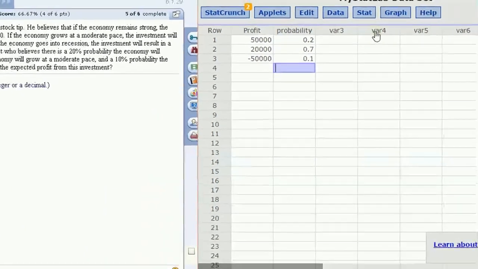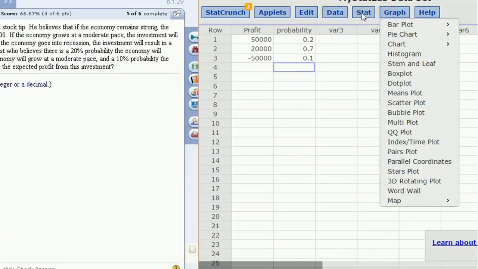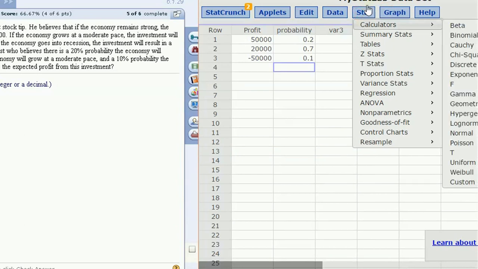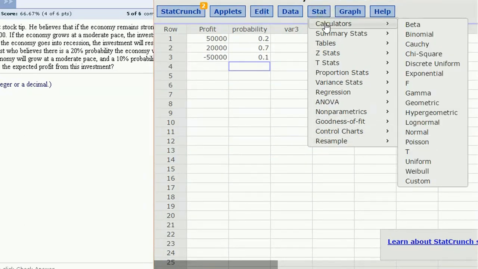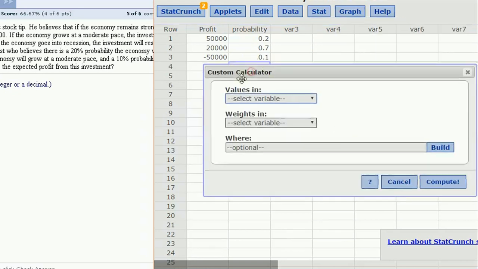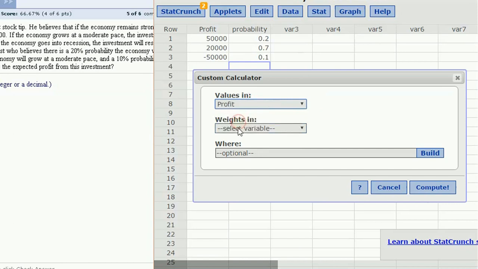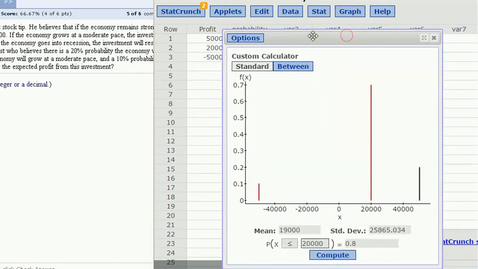So to calculate expected value, I'm going to do just what I did before and go under stat calculators. I'm going to create a custom calculator for the probability distribution that I've just put in. The values are in the profit column and the weights are in the probability column. And this is what we get.